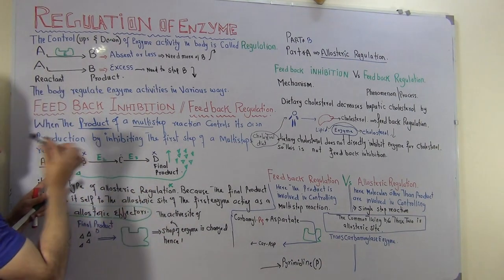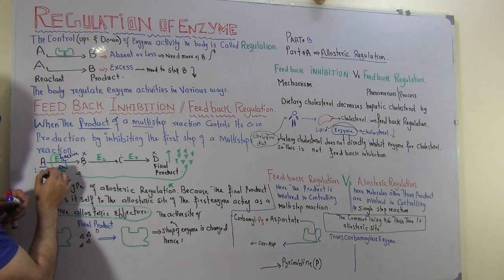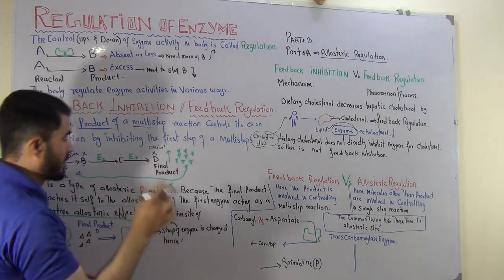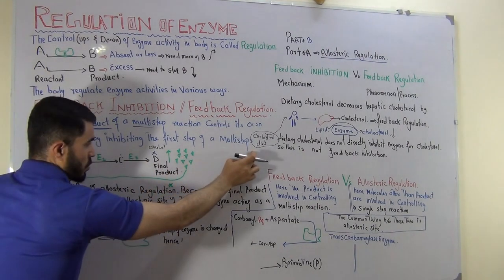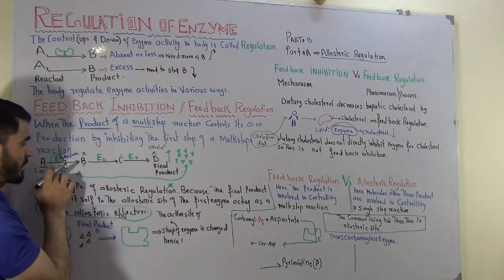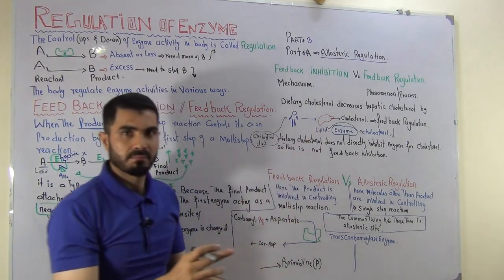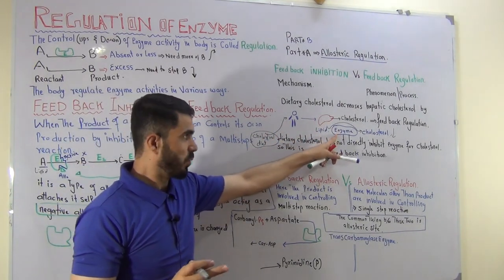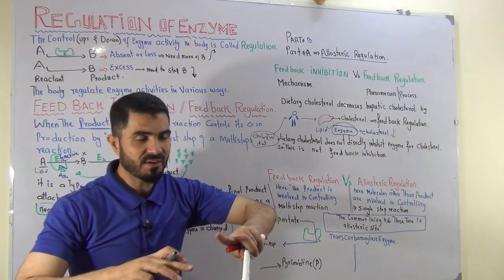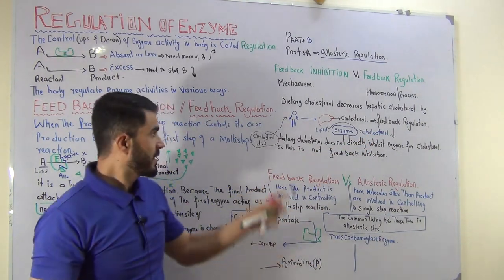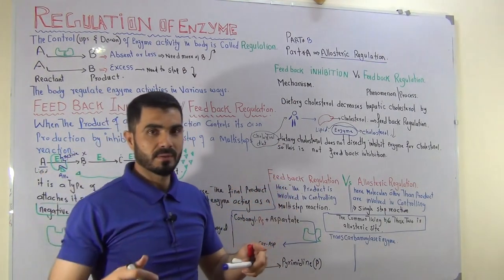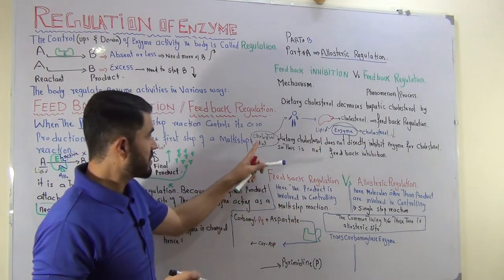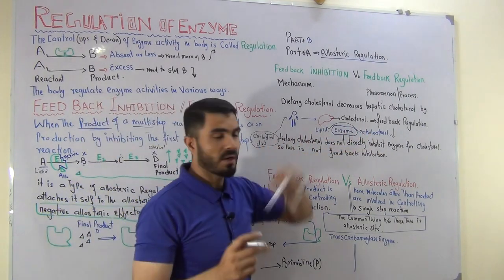If I suppose this is a lipid, and this is my cholesterol, then the dietary cholesterol must attach itself to the enzyme to block it and decrease cholesterol. But in reality, this does not happen. This would be the direct mechanism. There is an indirect way by which the dietary cholesterol decreases your body cholesterol.